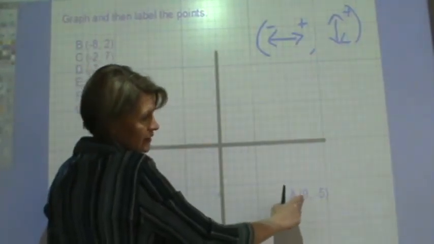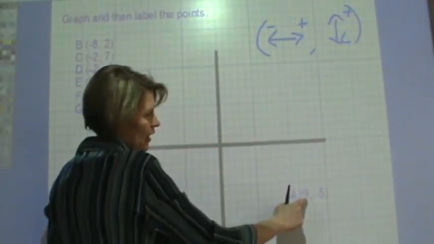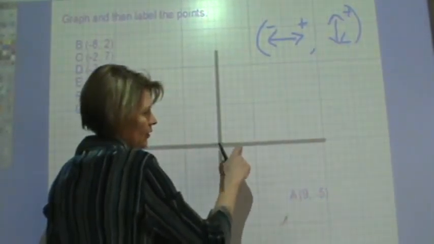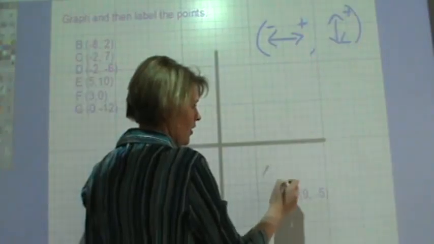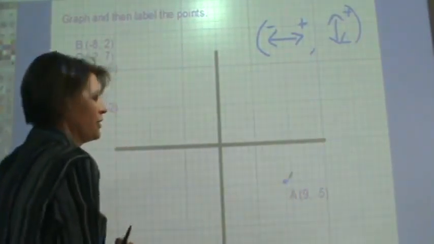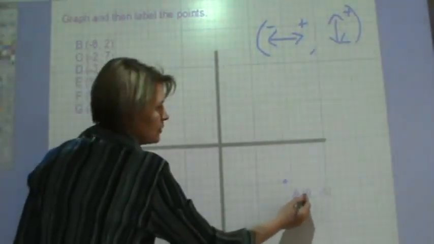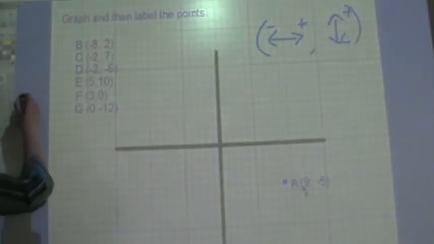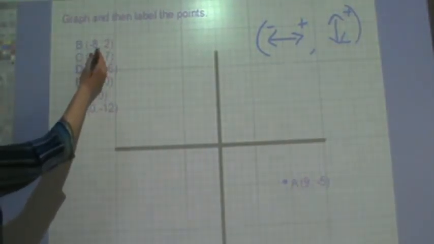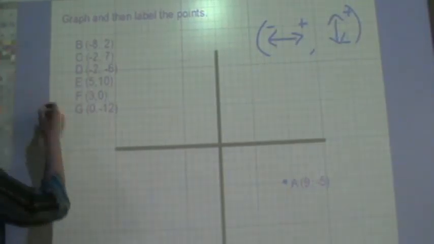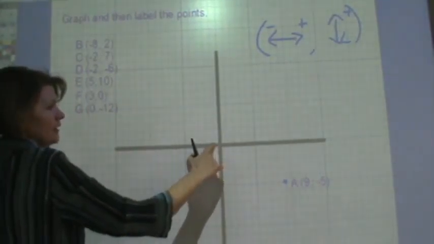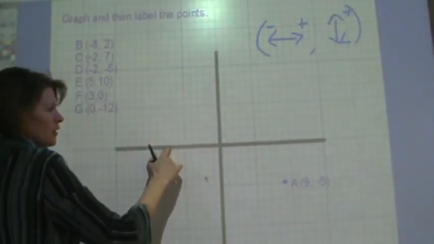So if my ordered pair is 9, negative 5, that means I'm going to go to the right 9. And then I'm going to go down 5. Okay? And then I just put a point to represent it. And then I can just put my label right next to it. Okay? So for B, it's negative 8, 2. So I'm going to go to the left 8. And then I'm going to go up 2.